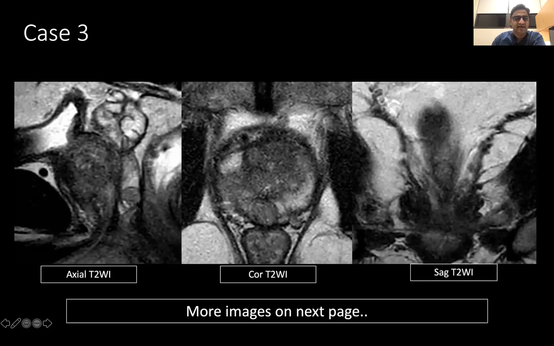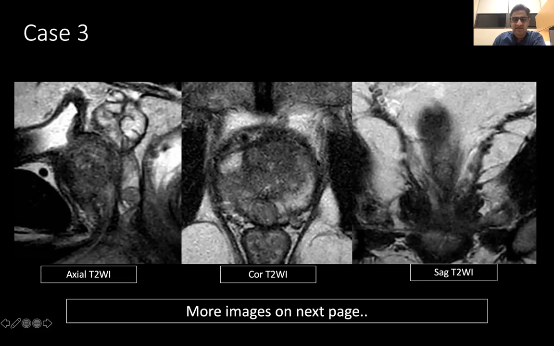in the peripheral zone posteriorly, and we can see that there is a hypointense rim around it and a small cystic focus. And if it were located anywhere else in the transition zone, you would have easily thought that this is a transition zone nodule.